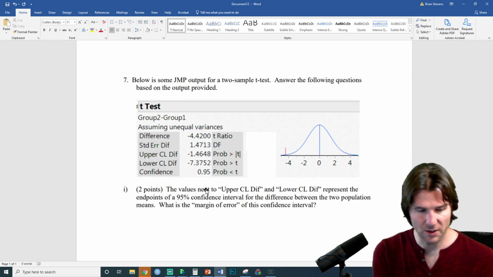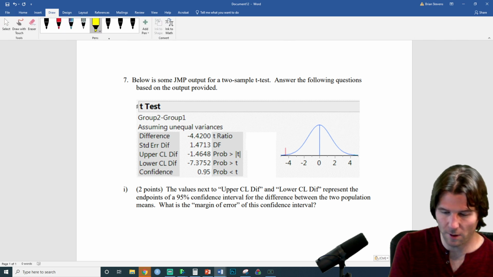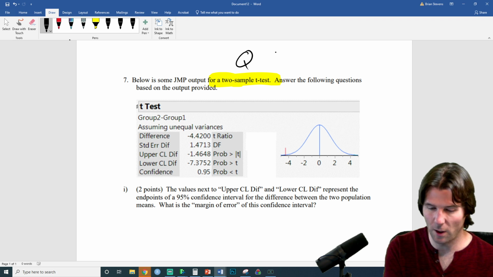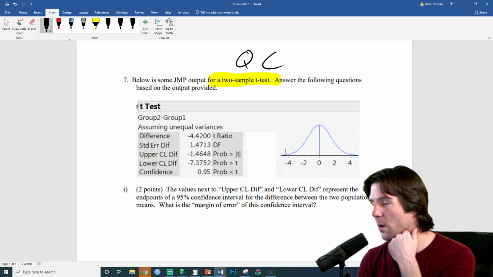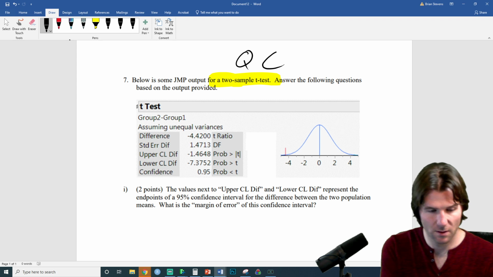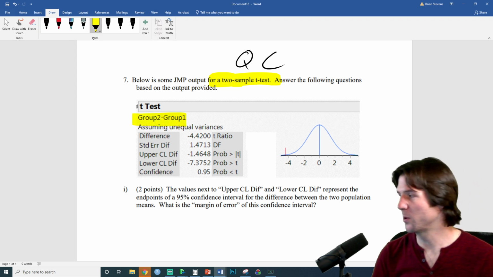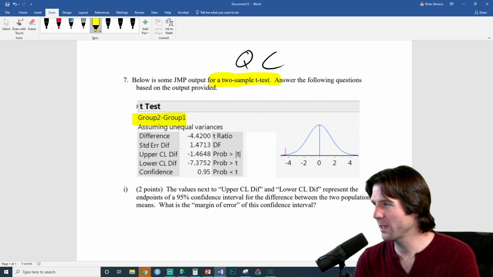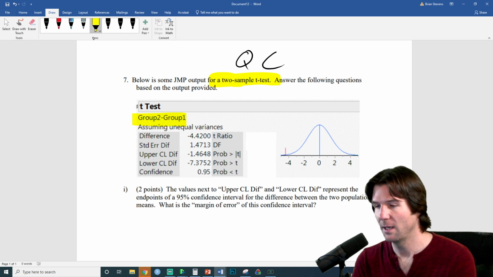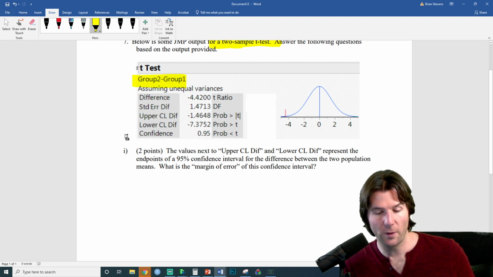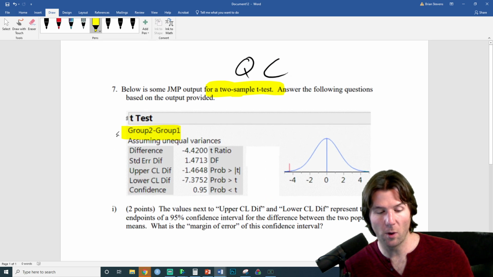This is a two-sample t-test, which means we have one quantitative and one categorical. So what was my categorical variable? It was the groups people are in. The groups people are in is the categorical variable. We might be looking at scores for these groups, but we see it's group 1, group 2, and some sort of score for them. So we have 95% confidence intervals, and it wants the margin of error.